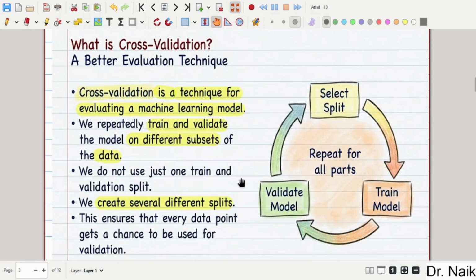Now understand what we mean by cross validation. Cross validation is a technique for evaluating a machine learning model. We repeatedly train and validate the model on different subsets of the data. We do not use just one train and validation split. Instead, we create several different splits. This ensures that every data point gets a chance to be used for validation.